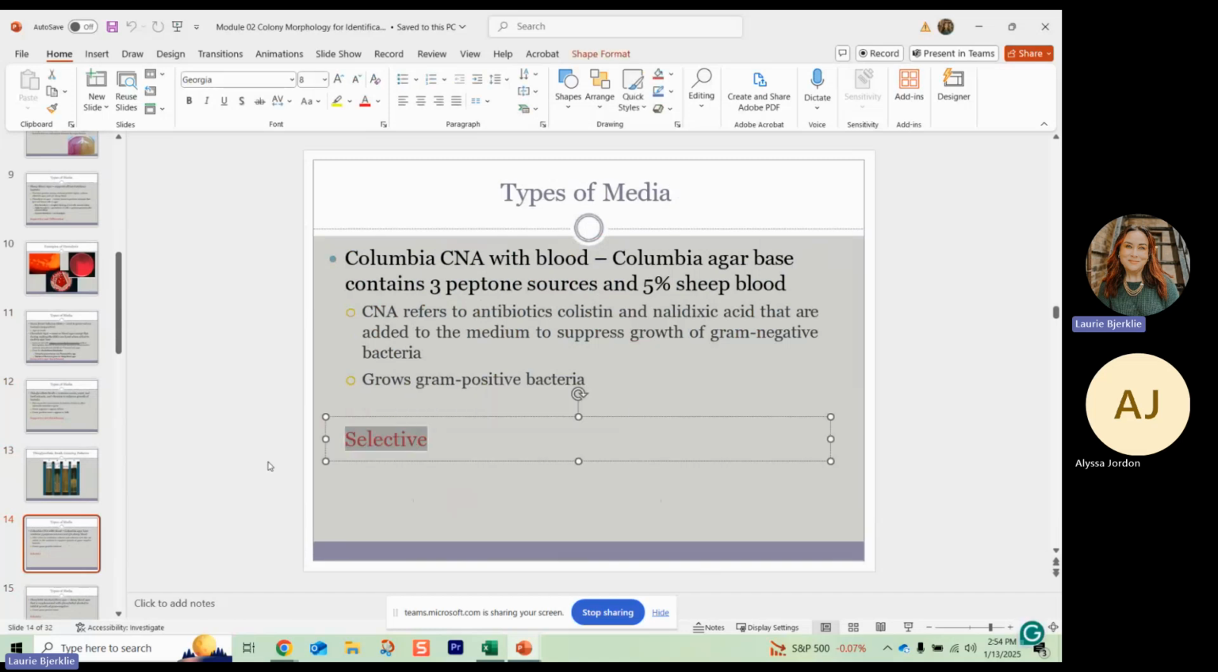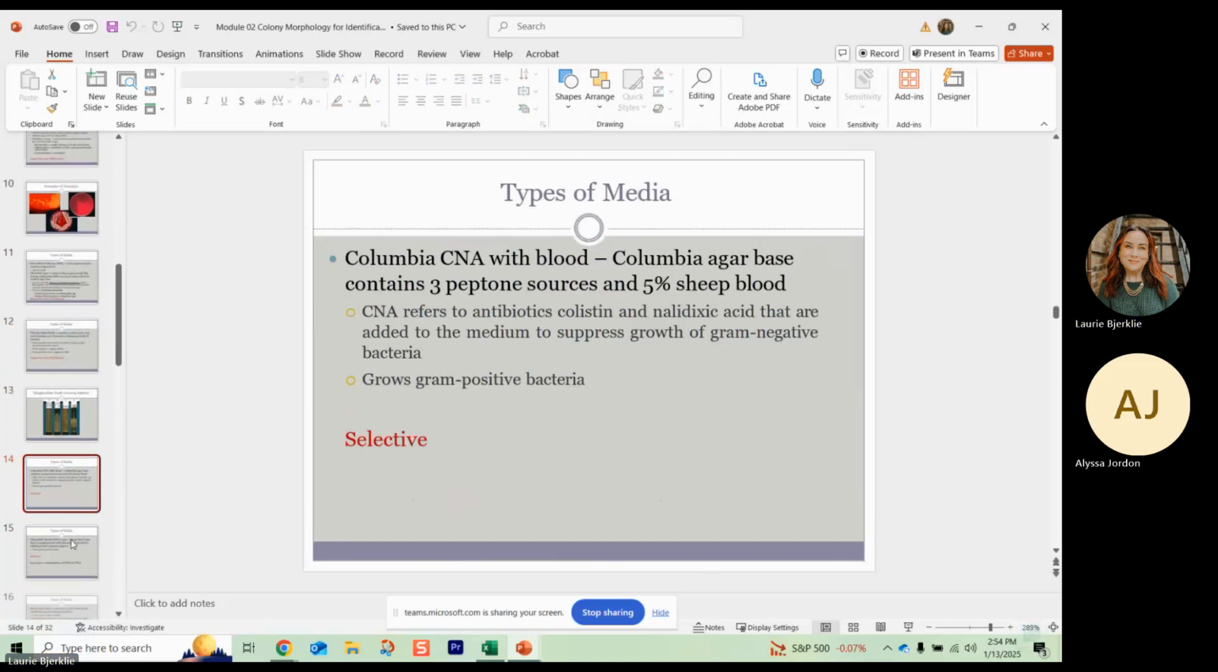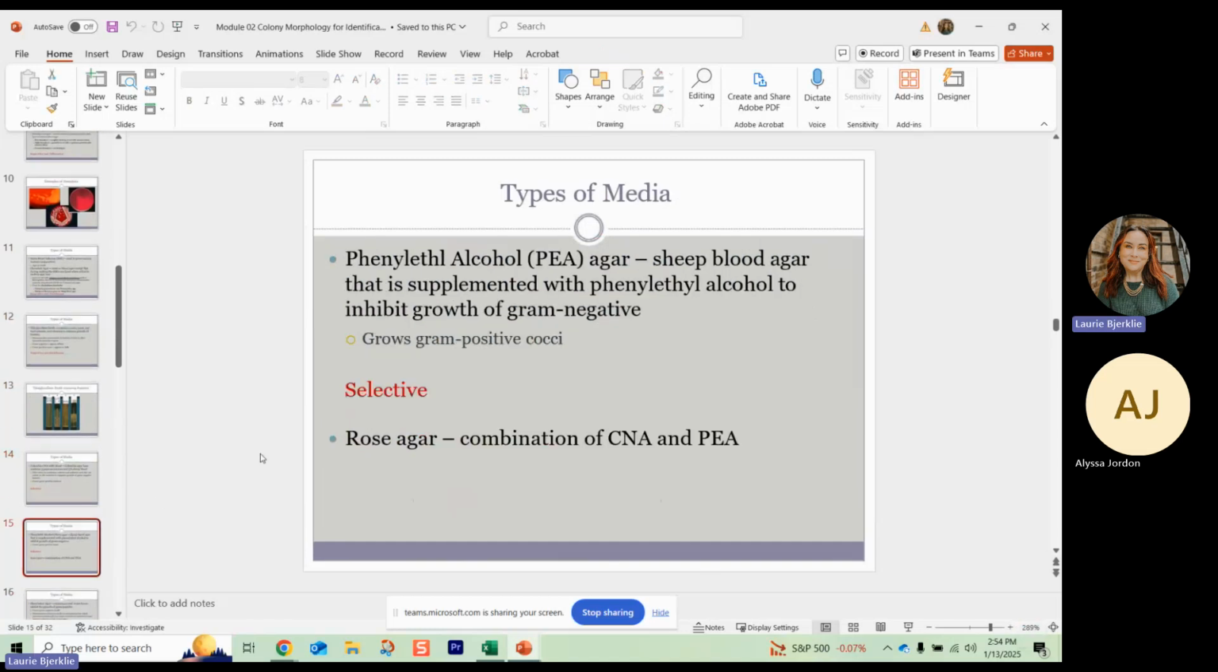So as a result, it only is selective, selective because it's selectively just growing that gram-positive. That's the only category it fits into. Same with PEA, same use. It has phenylethyl alcohol in it to inhibit gram-negatives, so it grows gram-positives. So it's selective. Labs will most likely just have one or the other. They're either going to have a CNA or PEA. Some labs might have both as options, but a lot of labs are like one type and just order that in because they're used for the same purpose, to grow gram-positives.